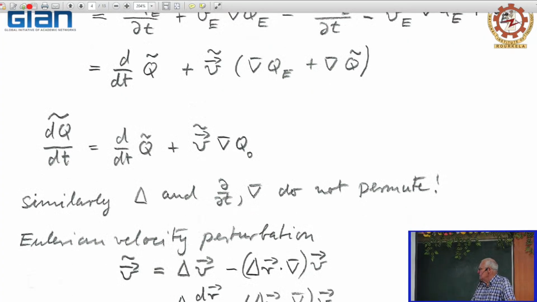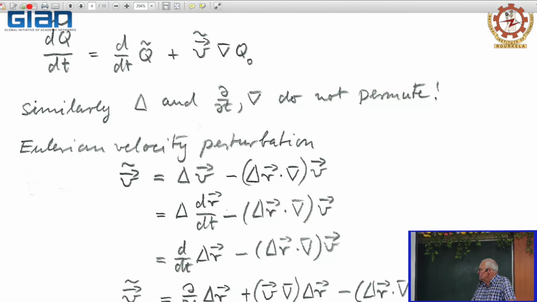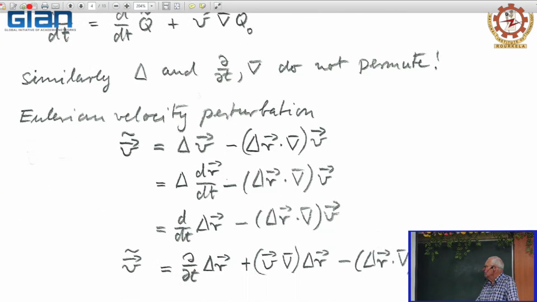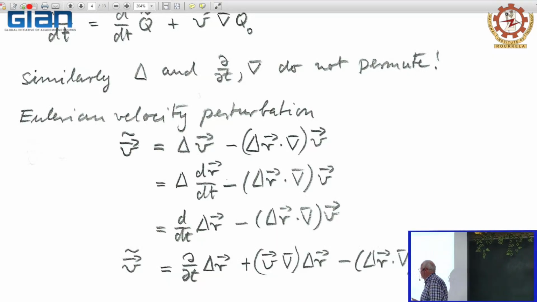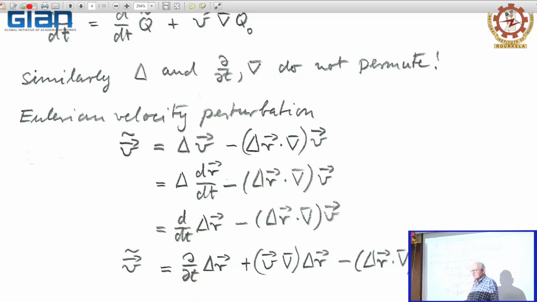these quantities. As an example, which we might use later on, is the Eulerian velocity perturbation in relation to the Lagrangian displacement and to the Lagrangian velocity perturbation. So we would like to know the relation between the velocity perturbation either in the Eulerian sense or in the Lagrangian sense.